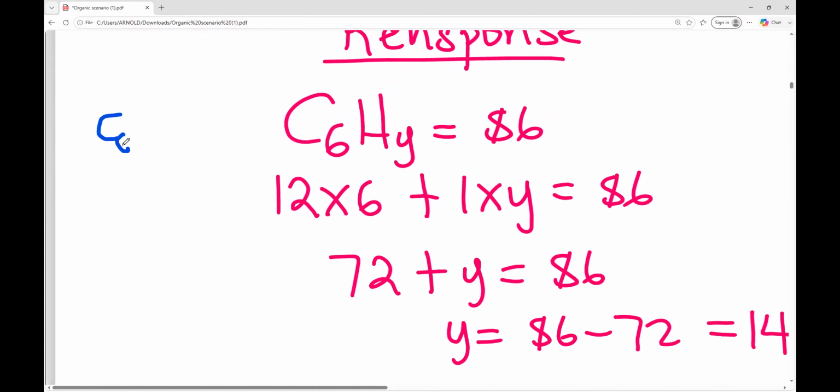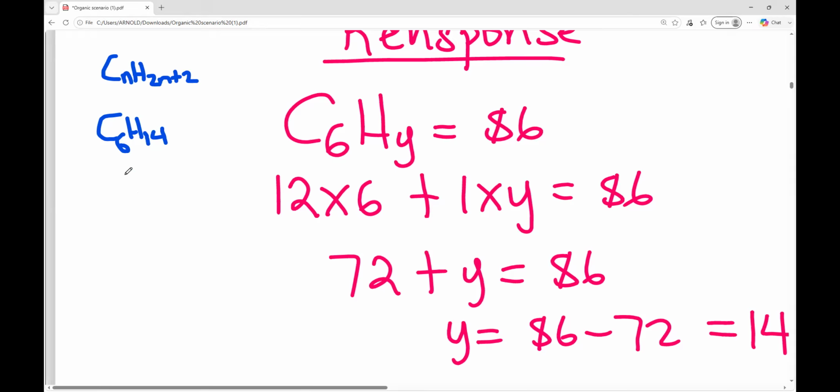So it means that my compound now is C6H14. You see, C6H14. Now I have to identify: is this an alkane or an alkyne? Remember, for alkanes, the formula is CnH2n+2. This is for alkanes. Now I know the value of n. The value of n is 6.